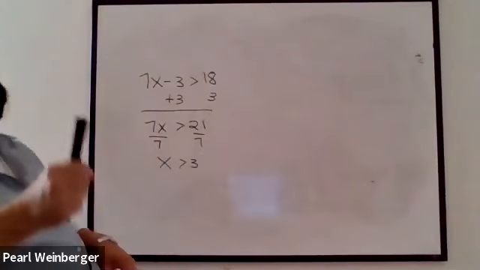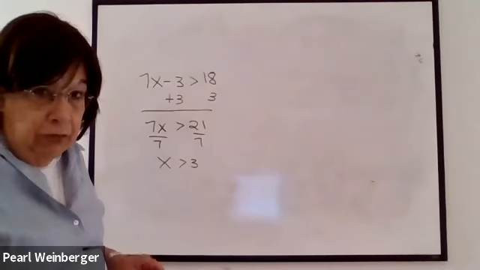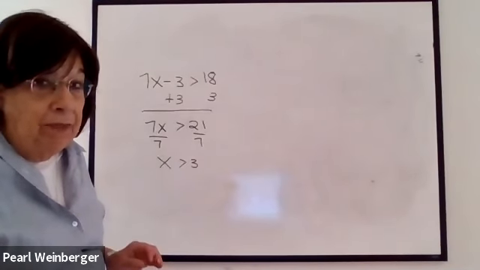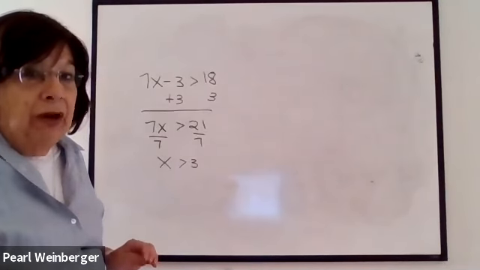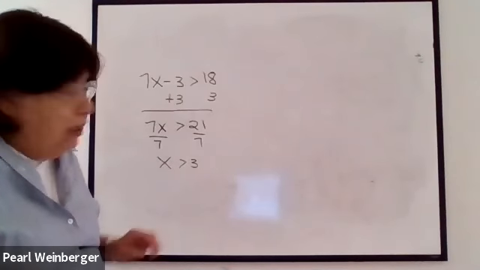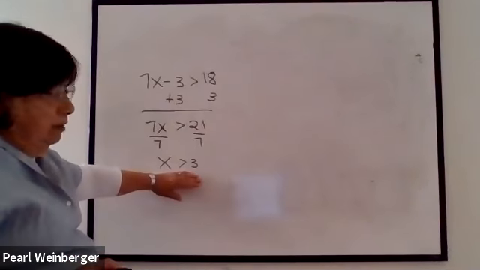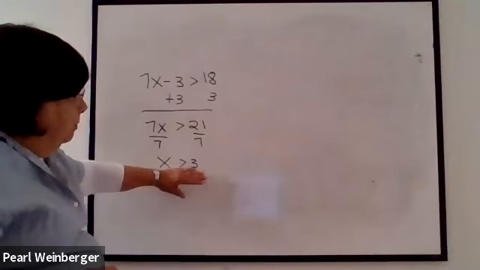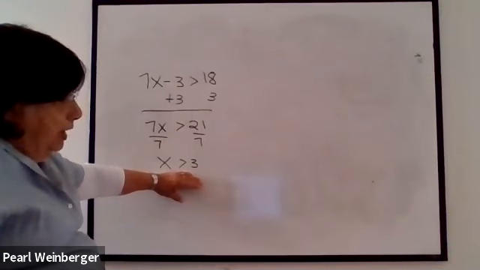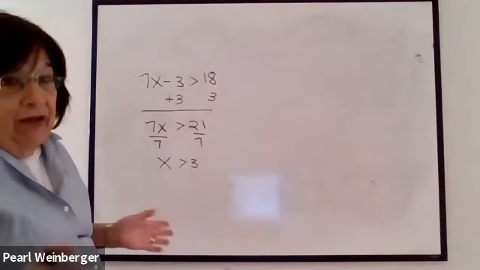If you are dividing by a negative number, and we'll be doing a couple of those soon, then you have to be careful, because anytime you have an inequality and you divide by a negative number, you are switching the direction of the inequality. You're switching the sense of the inequality. So here we didn't have to switch the sense of the inequality because we divided by a positive number. Now here's a solution. X is greater than 3. Once you have x alone, then you have solved the inequality.